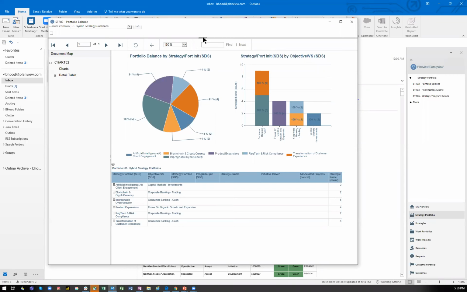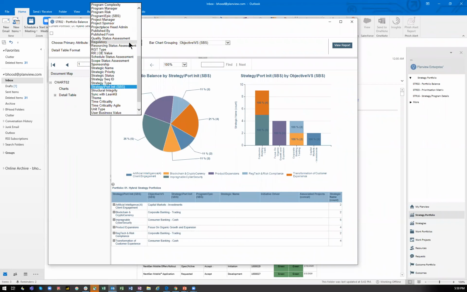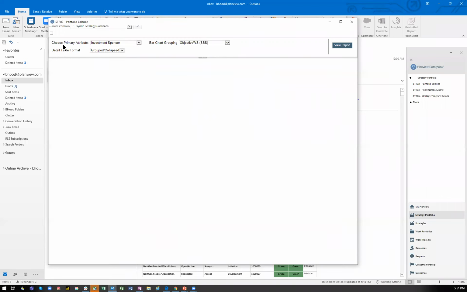Alternatively, if I wanted to look at this differently, maybe I want to see who's paying for what, who's the sponsor for what. Like we showed you through the PowerPoint experience, I can get into the parameters that are used to generate the report, and change the primary attribute for the pie chart to investment sponsor.